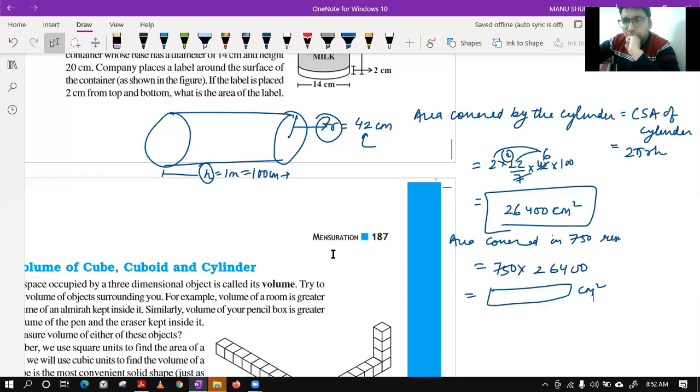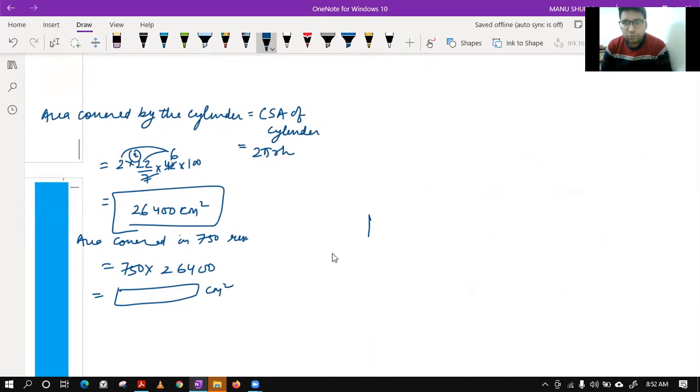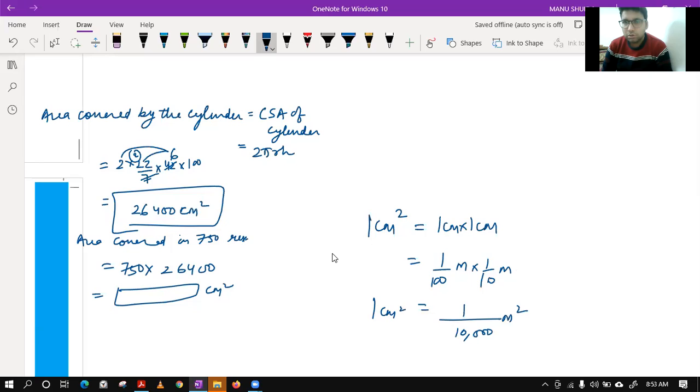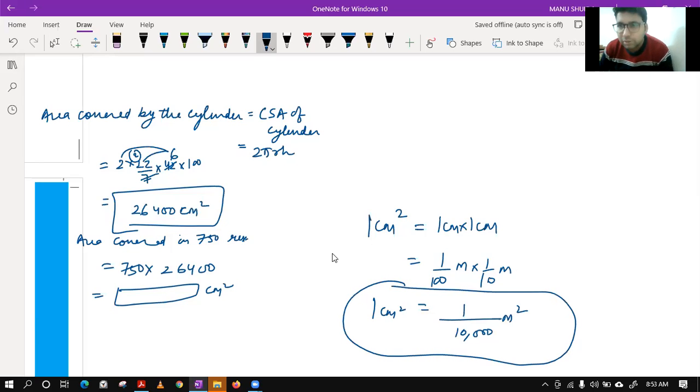Suppose you have found, very good Ananya, others please try. If you have found the answer in centimeter square, how will you convert the answer to meter square? It's very simple. We know 1 centimeter square is the same as 1 cm into 1 cm, and 1 cm is the same as 1 upon 100 m into 1 upon 100 m. So you have to divide by 10,000 to get the answer in meter square. No Hiten, not by that much. By mistake you have written lakh. It is not lakh, it is 10,000.